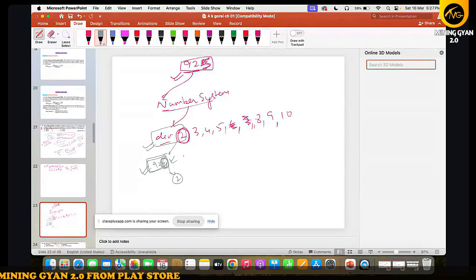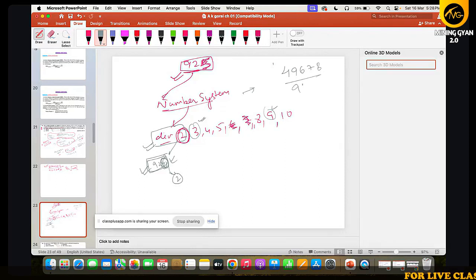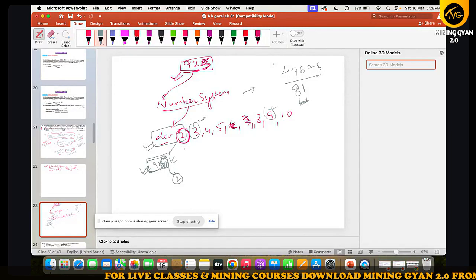If the last digit is divisible by 2, then we say the number will be divisible by 2. Sometimes a big number is given and we don't know whether it is divisible by 3 or 9, like 4967 or 81. Then how will you know by which number to cut? So you should know the divisibility rules, it will help you in the examination to cut the number and make it shorter. So we have seen the divisibility of 2.